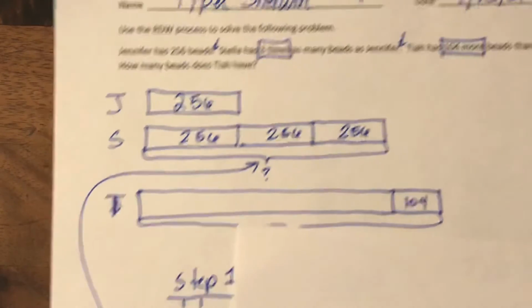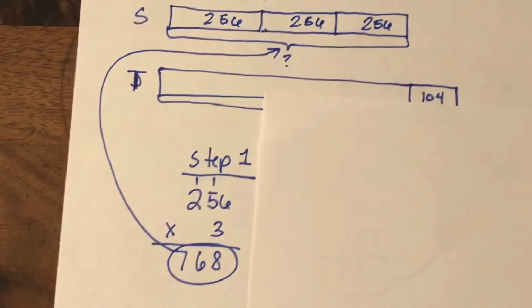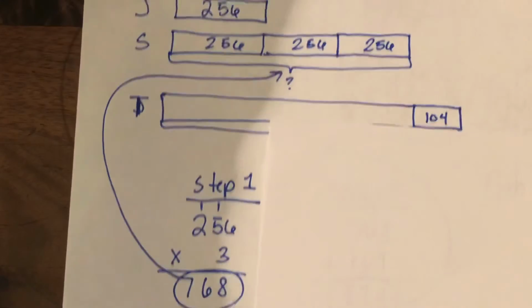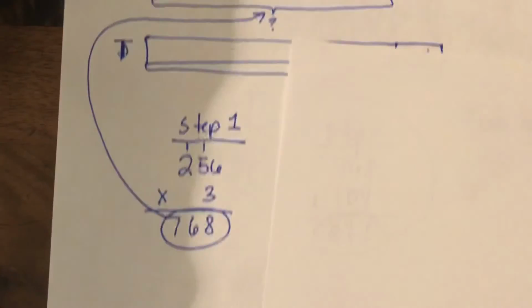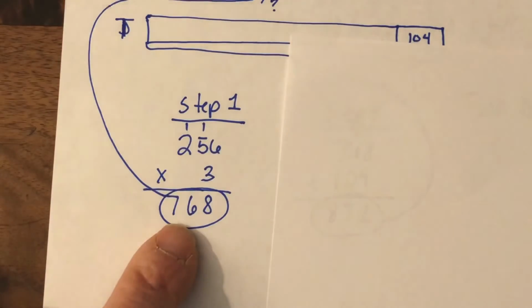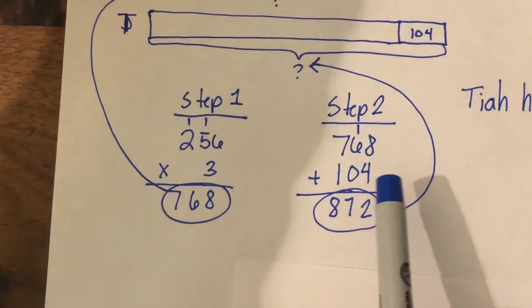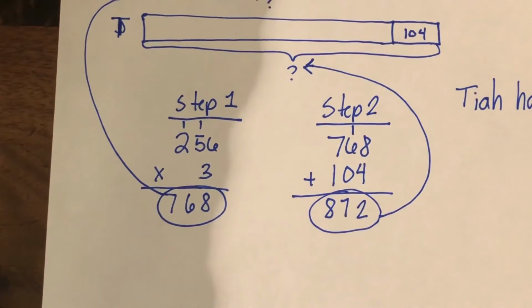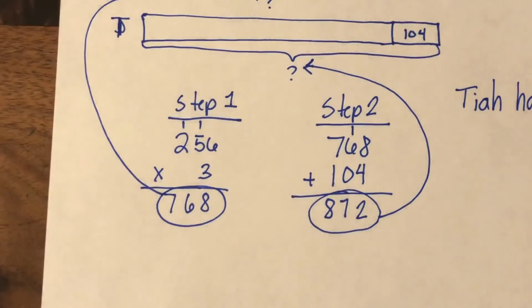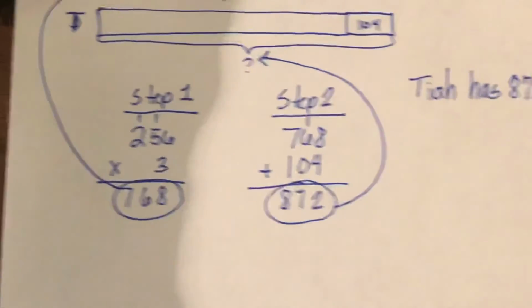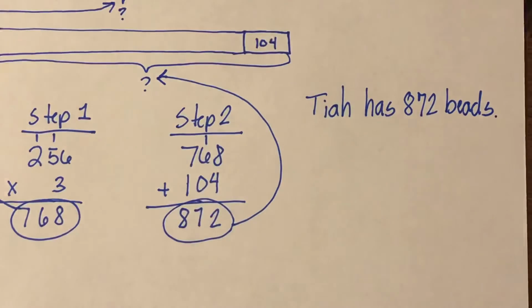So, step 1 is down here. I multiplied 256 times 3 and got 768. That's how many beads Stella has. Then I took that number and added 104 to it. So I took 768, added 104, and I got 872. And then finally, I wrote out my answer in a complete sentence, all right? And it wasn't very long, but this is right here. Tia has 872 beads, period, stop.